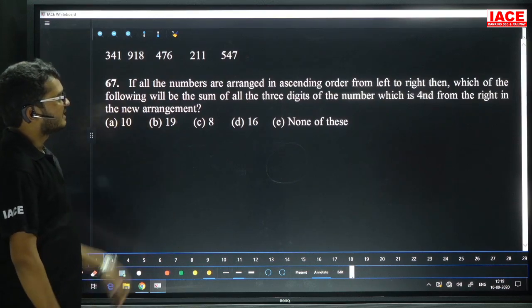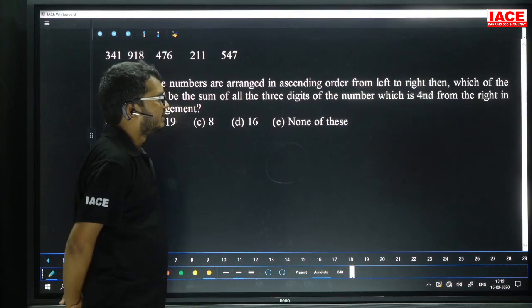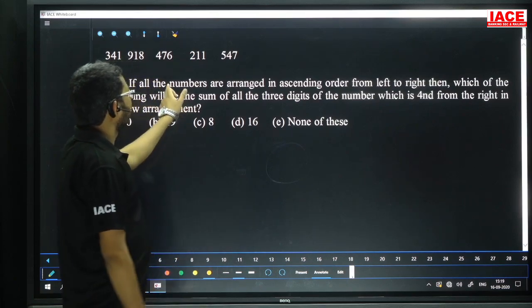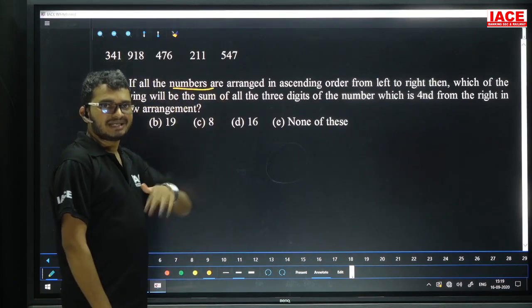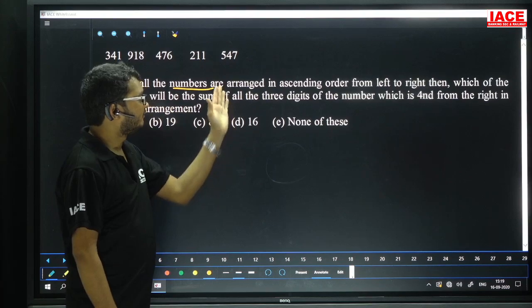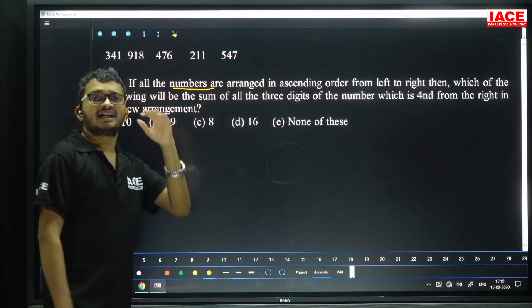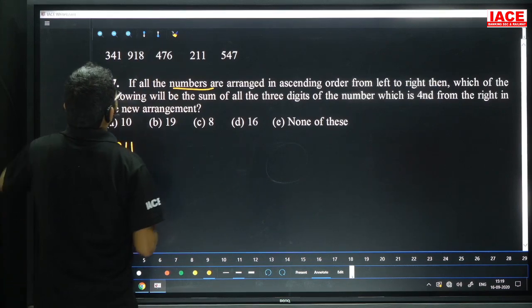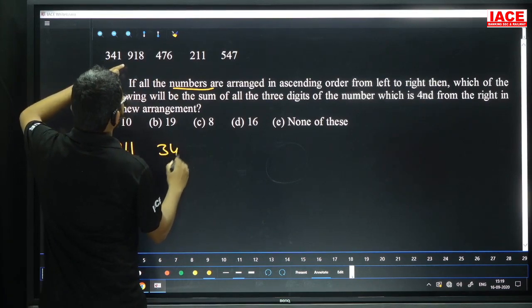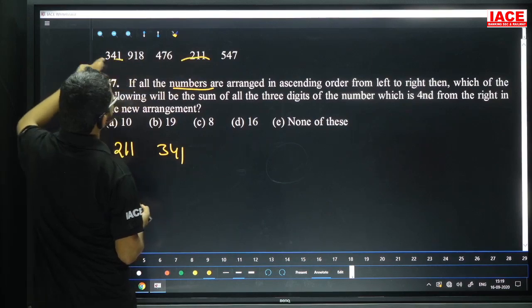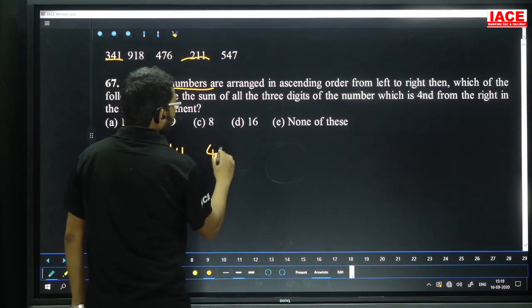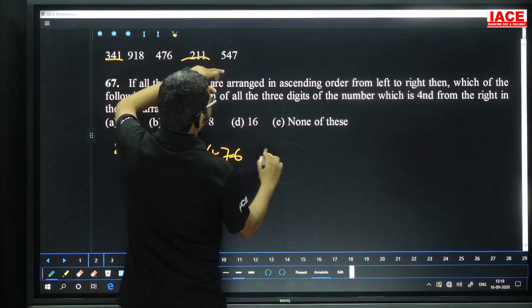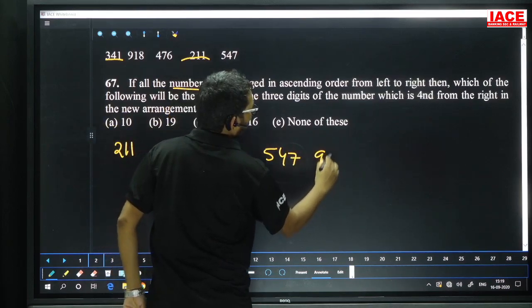If all the numbers are arranged in ascending order from left to right. Friends, here they're talking about numbers arranged in ascending order from left to right. Ascending order means low to high. First take the lowest number here, 211. Next one after that, 341. Next one, 476. Next one, 547. Next one, 918.